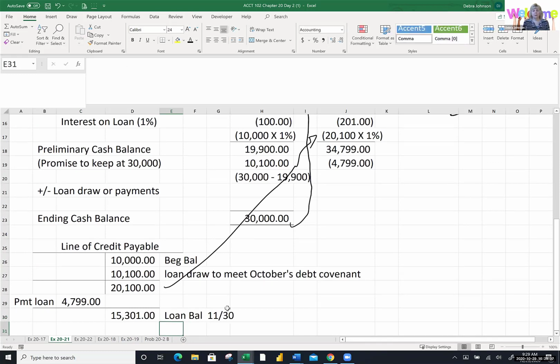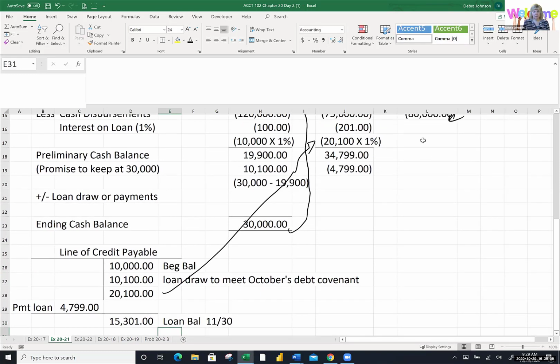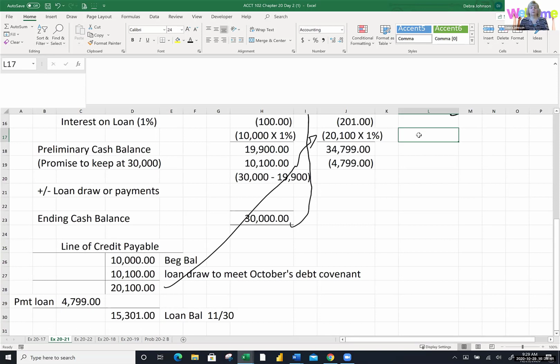So while we're on it, we might as well go up here and do the December loan payment of 1%. So I'm going to go ahead and do that, and then I'll finish running the numbers. 15,301 times 1%. That was our loan balance that we just got from here. Let's go pop that in, and then we'll go back and finish running the numbers.